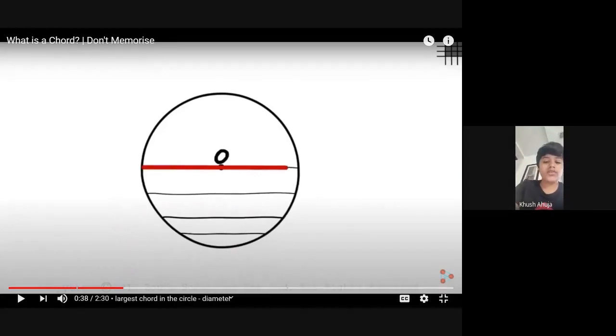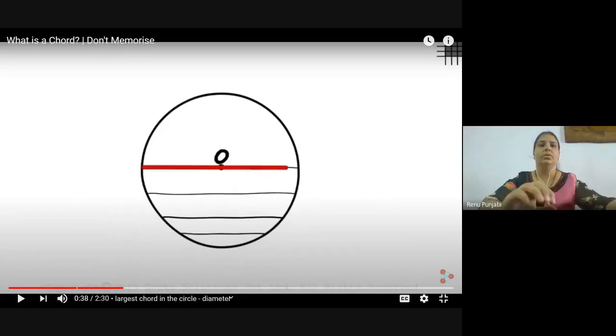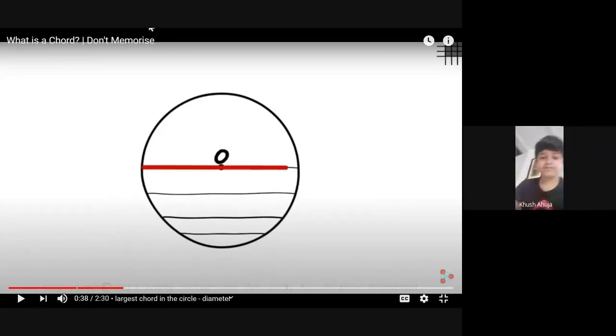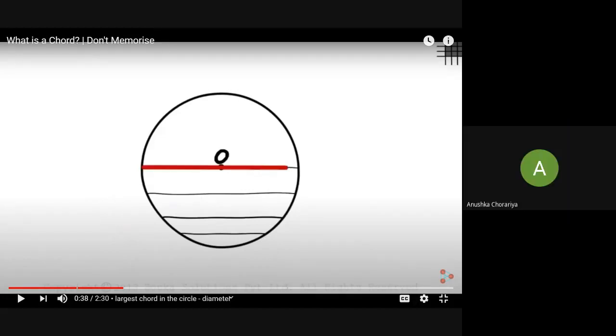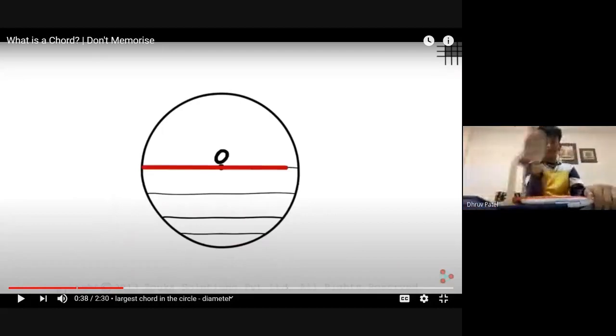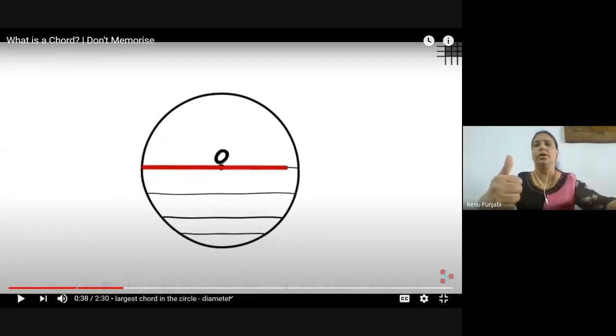Why is this only the diameter, and the third one is not the diameter? Because the fourth one passes through the center of the circle. Children, is he correct? Yes. Show me thumbs up.